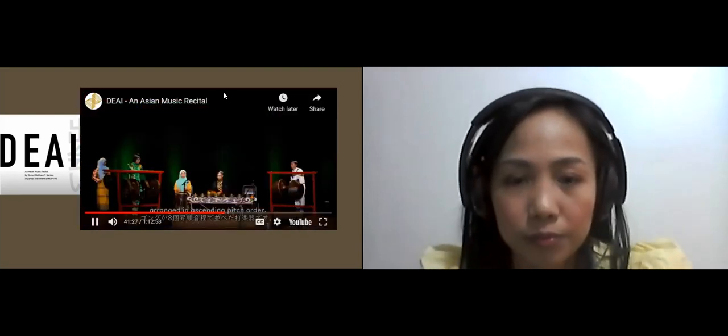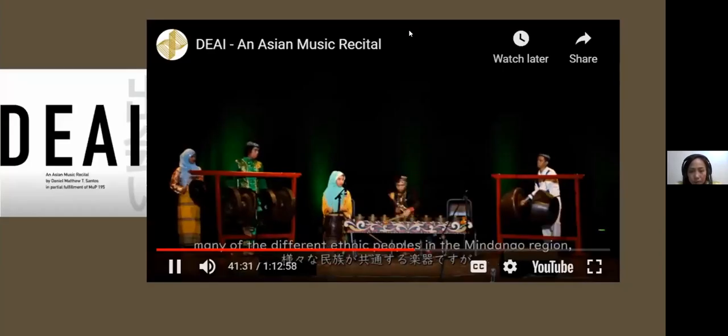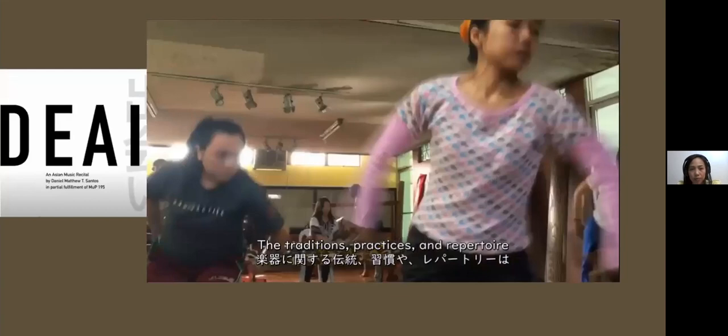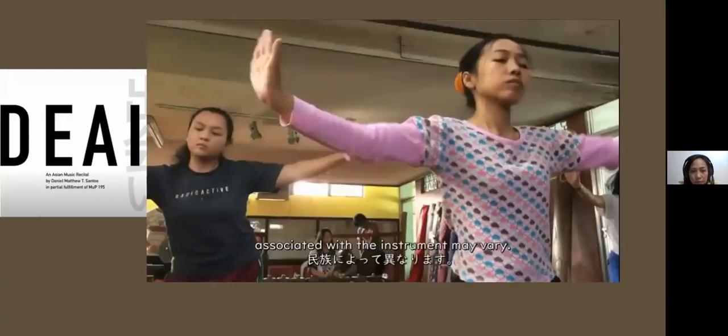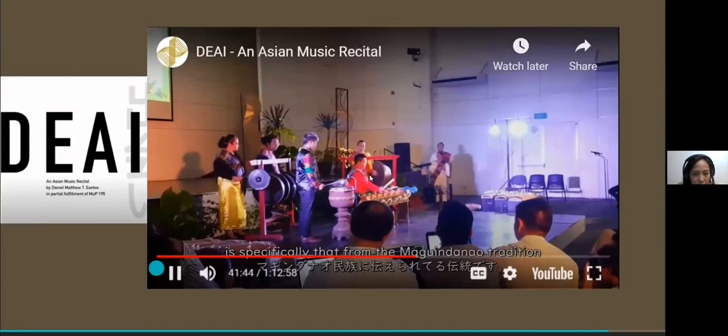Gongs arranged in ascending pitch order. Although the instrument is shared by many of the different ethnic peoples in the Mindanao region, the traditions, practices, and repertoire associated with the instrument may vary. The kulintang I've come to learn is specifically that from the Maguindanao tradition.